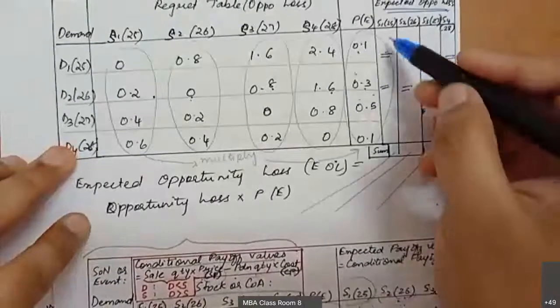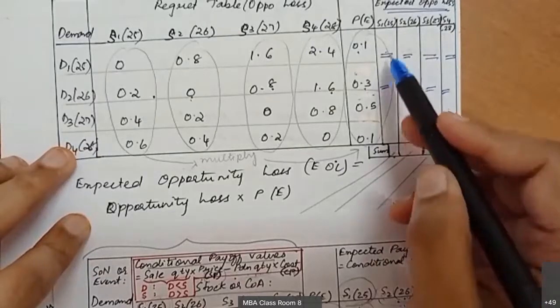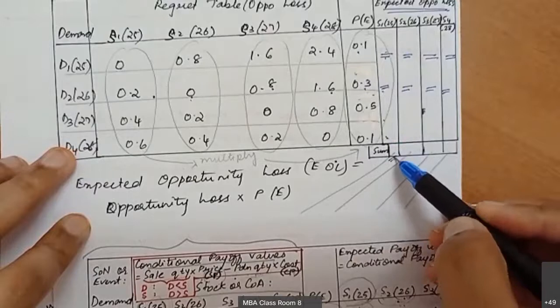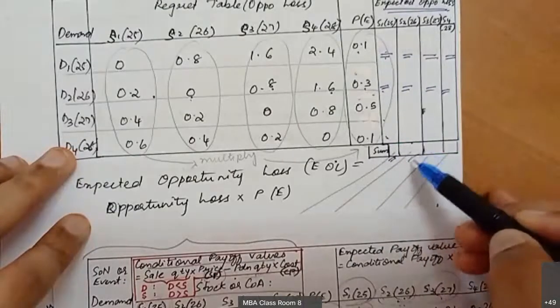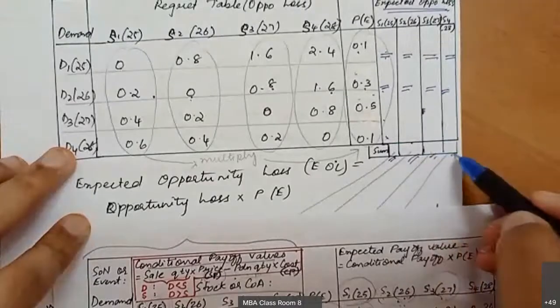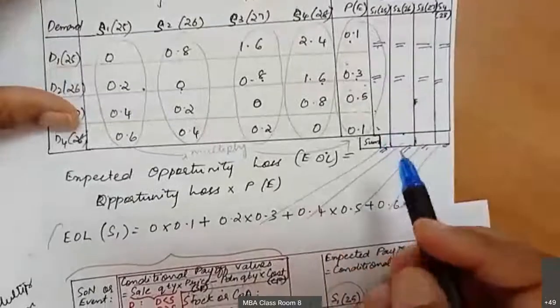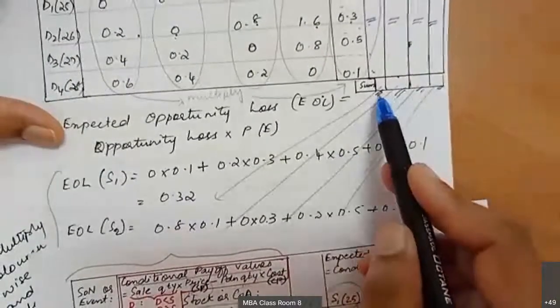Column wise, you sum all the values here, 1, 2, 3 and 4. These 4 values you add, and you will get the value here. Similarly, column wise you add the first 4 values, and calculate it here and over here. Since this is the EOL, the expected opportunity loss, you have to select the least value from these 4 values. Whichever is the least value, that strategy is what you have to select.